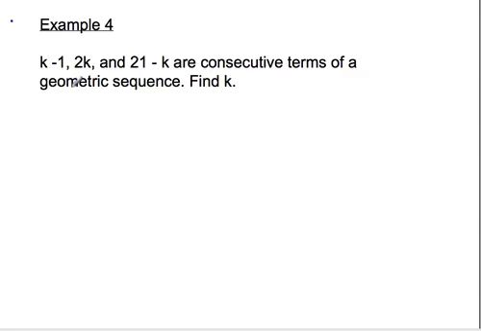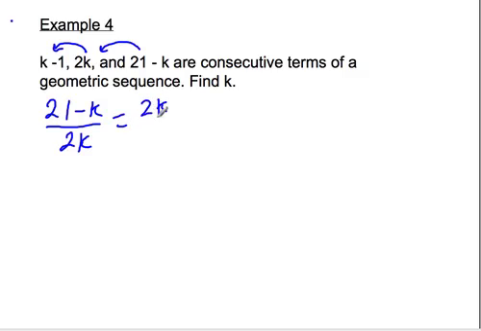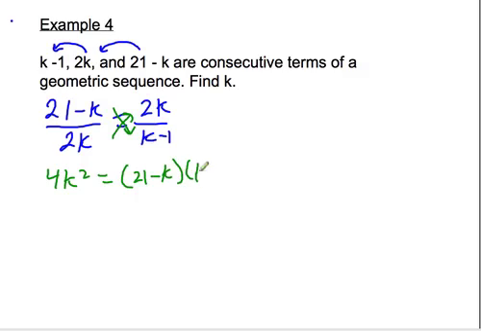Okay, in the 4th example, we have k minus 1, 2k, and 21 minus k are consecutive terms of a geometric sequence. Find k. Well, in a geometric sequence, we know that if we divide successive terms, we get the common ratio r. So they should be equal to each other when we divide the consecutive terms. So 21 minus k over 2k should be equal to 2k over k minus 1. And then we're going to cross multiply. So we get 4k squared equals 21 minus k times k minus 1.